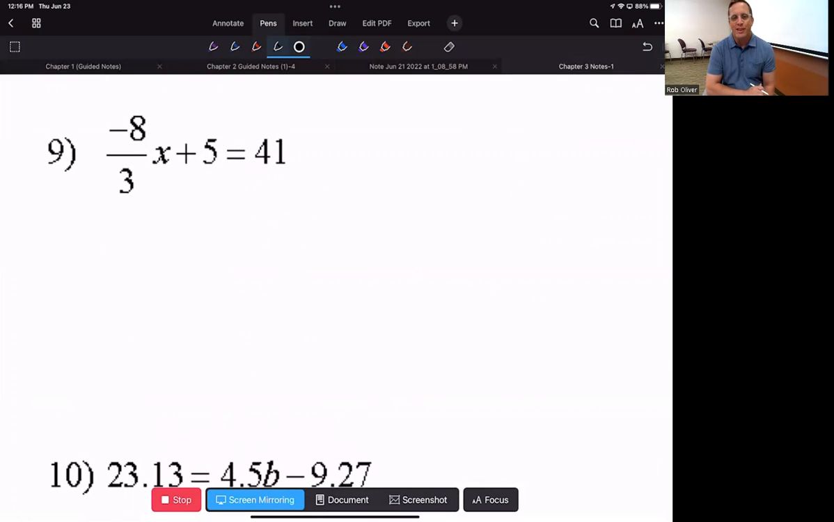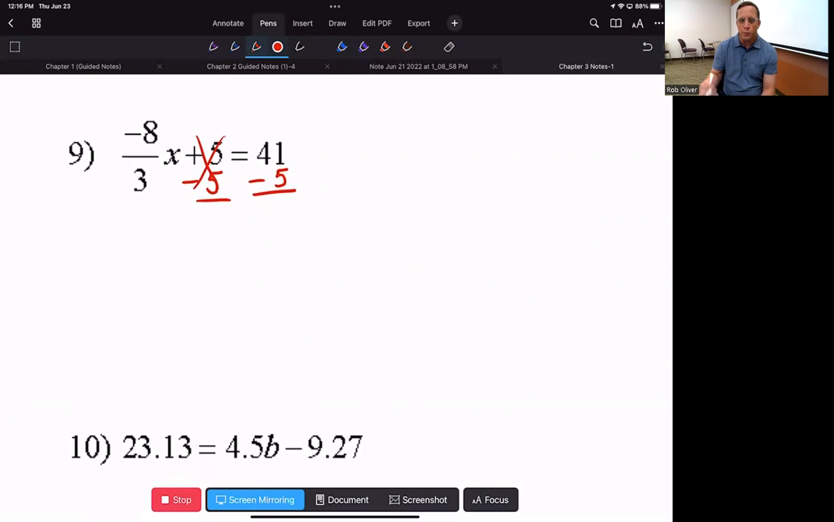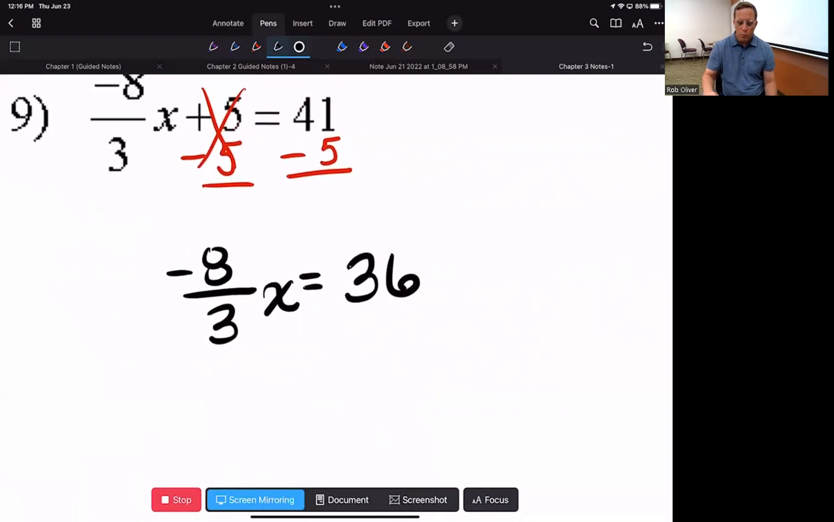Okay. We have negative 8/3 x plus 5. So let's undo the addition first, because we're doing inverse operations. We're going to subtract 5 from the left side and from the right side. Once you do that, you've got to rewrite the problem. So now you've got negative 8/3 x equals 41 minus 5. 41 minus 5 is 36. And at this point, it's a one-step equation.